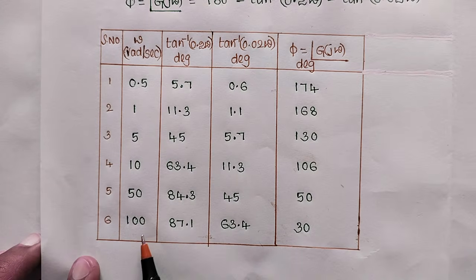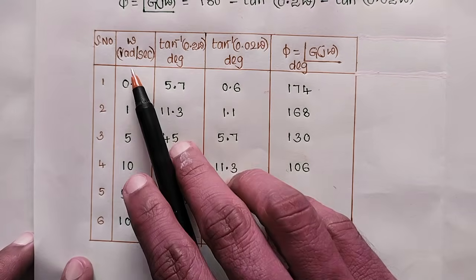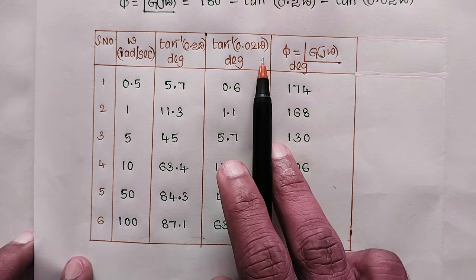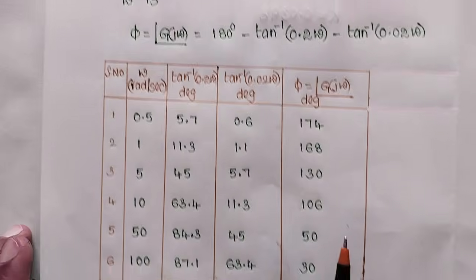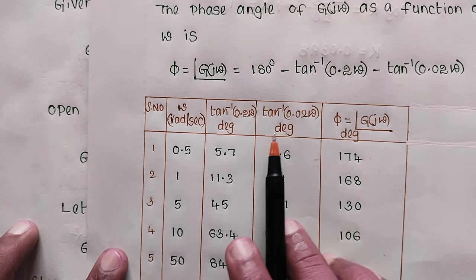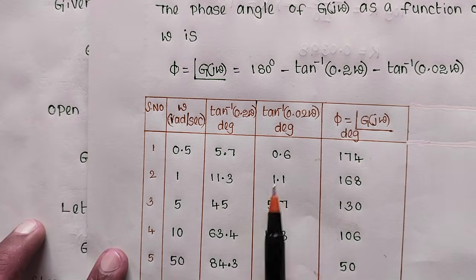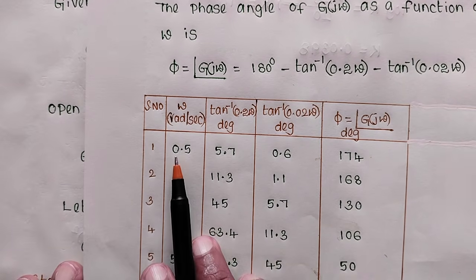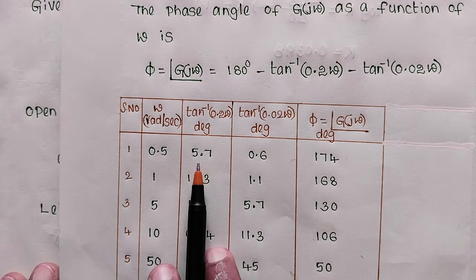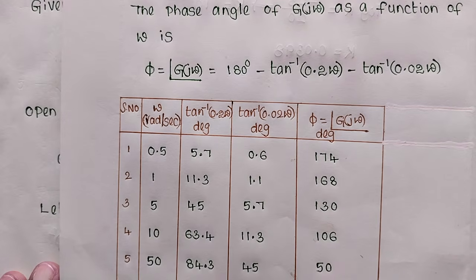So for these values of omega, we are calculating tan inverse 0.2 omega. Similarly for these values of omega, we are solving for tan inverse 0.02 omega. After getting these two values, just substitute them here: 180 degrees minus tan inverse 0.2 omega minus tan inverse 0.02 omega. To get the phase angle when omega equals 0.5: 180 minus 5.7 minus 0.6, so we get 174 degrees.